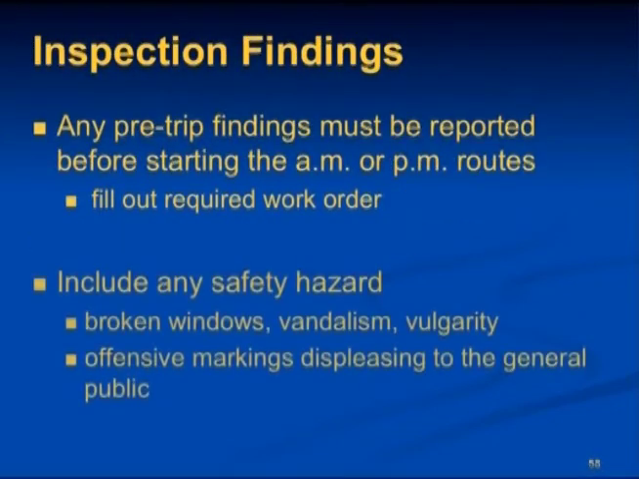Okay, so with inspection findings, any pre-trip findings must be reported before placing the bus in service. Fill out the required work order. You may be directed to take a spare bus. Include any safety hazards such as broken windows, vandalism, vulgarity, offensive markings displeasing to the general public. Include safety equipment such as the fire extinguisher, first aid kit, and body fluid kit, as well as the emergency reflective triangles. Check the brake lights, turn signals, special safety equipment for loading and unloading students, the amber and red loading lights, the stop arms and crossing gate, and the strobe light.